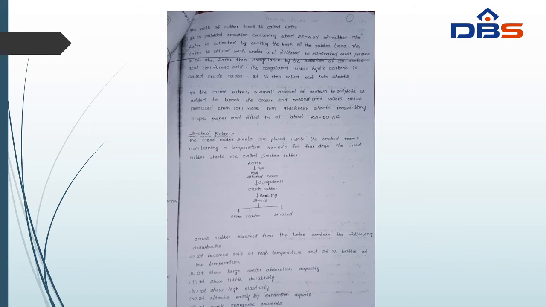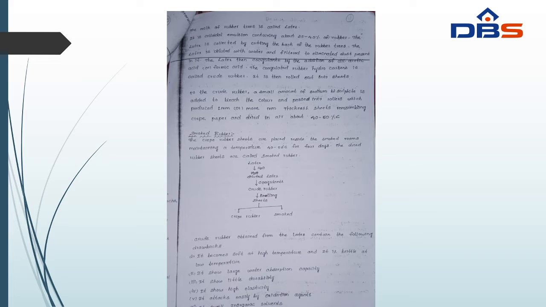Isoprene is a compound containing 4 carbons, like 1,3-butadiene. Isoprene is CH2=C(CH3)-CH=CH2. That isoprene undergoes polymerization to form polyisoprene, that is, [CH2-C(CH3)=CH-CH2]n. That is the polyisoprene.